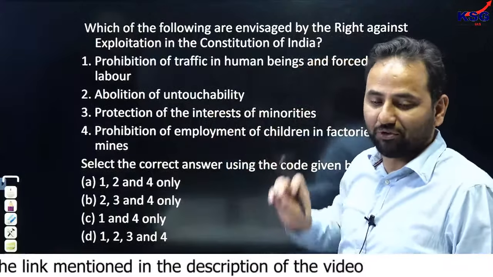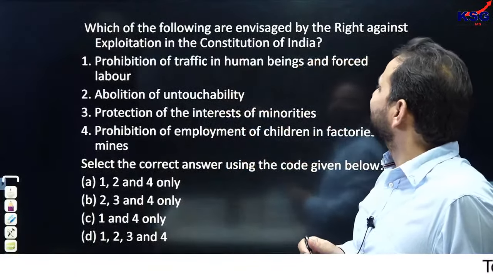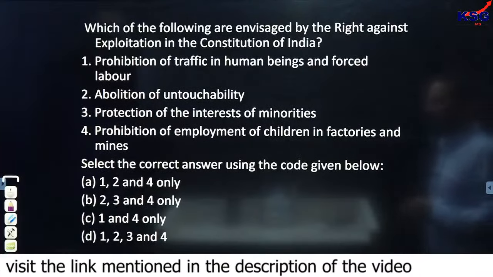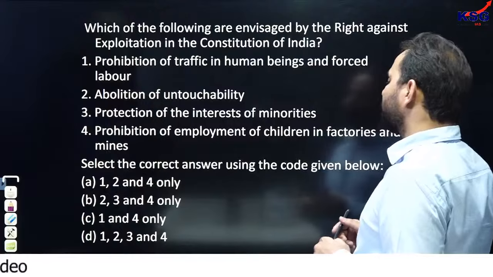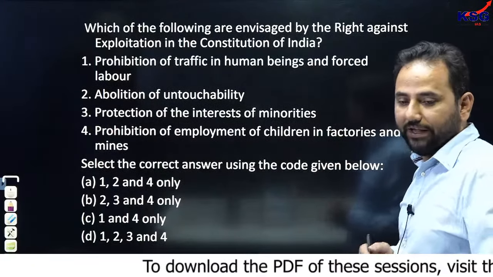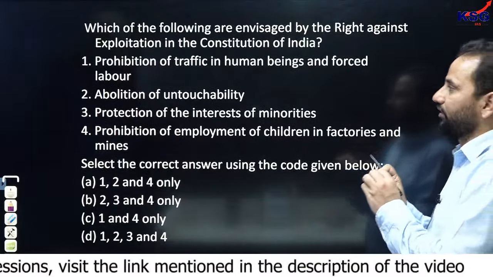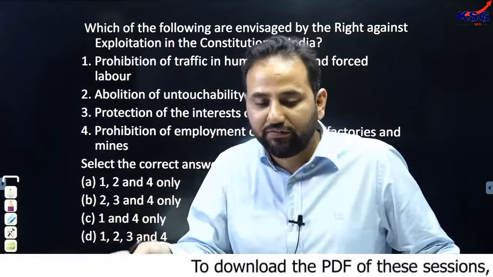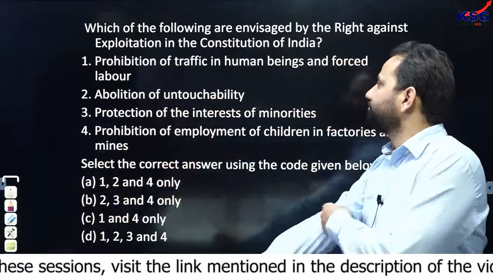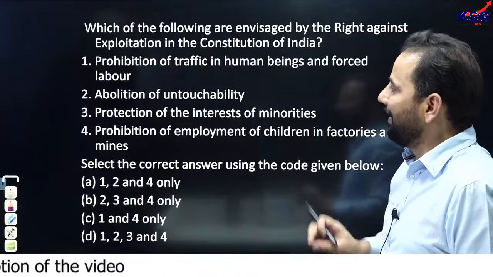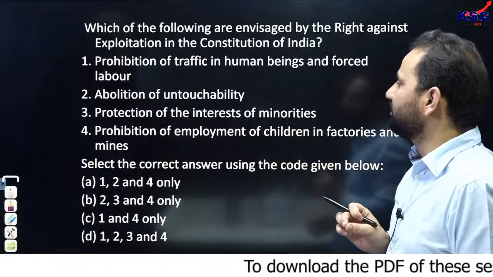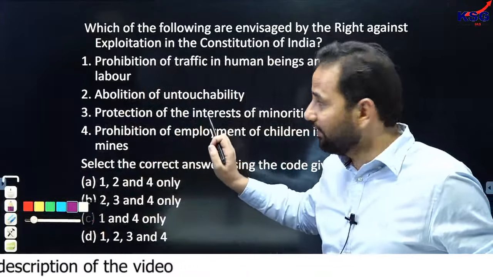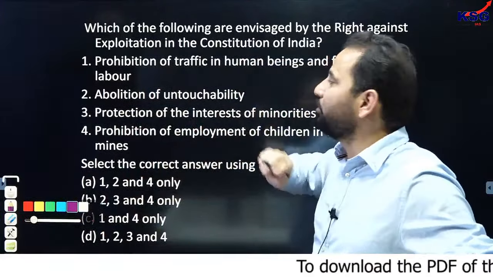Now, let us see this question, a very simple question. Which of the following are envisaged by the right against exploitation in the Constitution of India? Prohibition of traffic in human beings and forced labor, abolition of untouchability, protection of the interest of minorities, prohibition of employment of children in factories and mines. The question is very simple. You just need to have an idea of what are the constituents of Article 12 to Article 35 and you will automatically be able to answer this. If you see these rights, you have to understand very clearly which among the following are rights against exploitation.